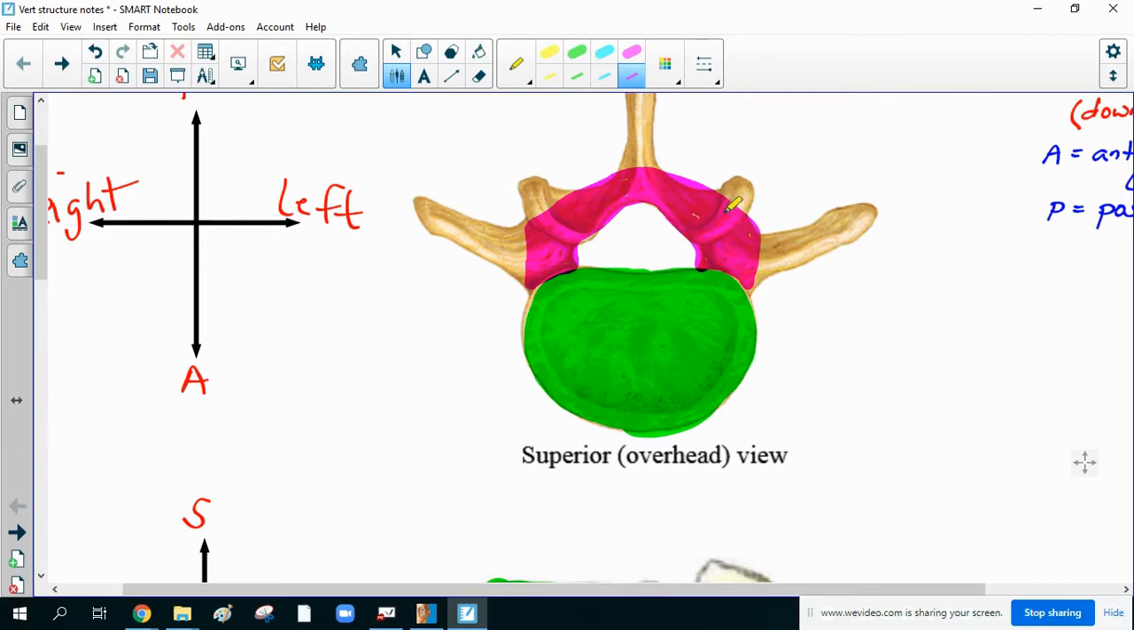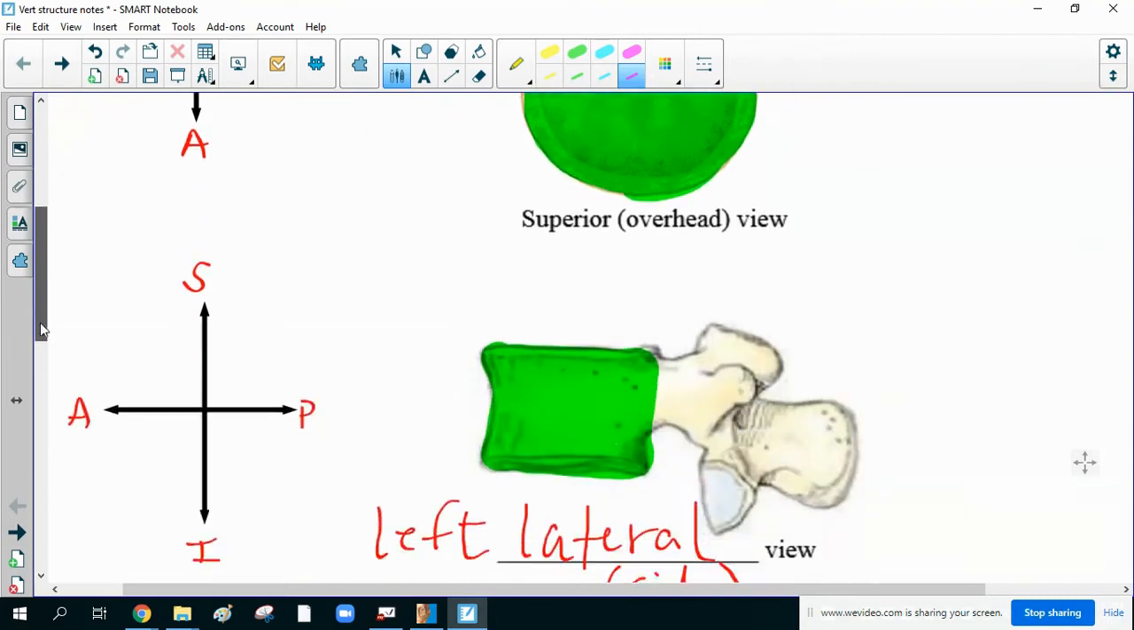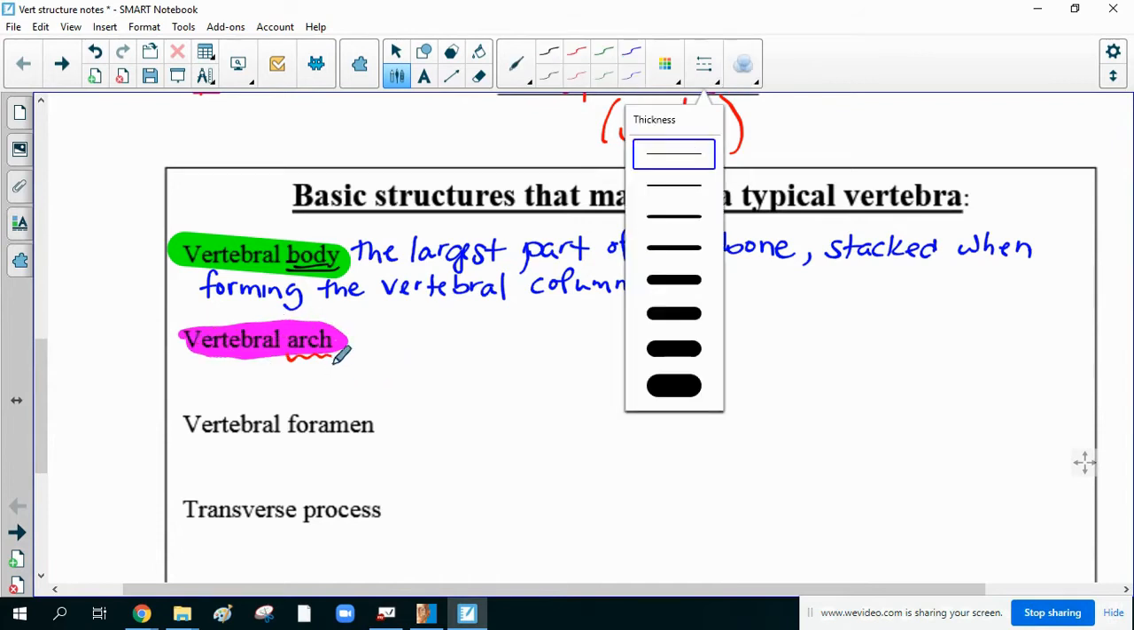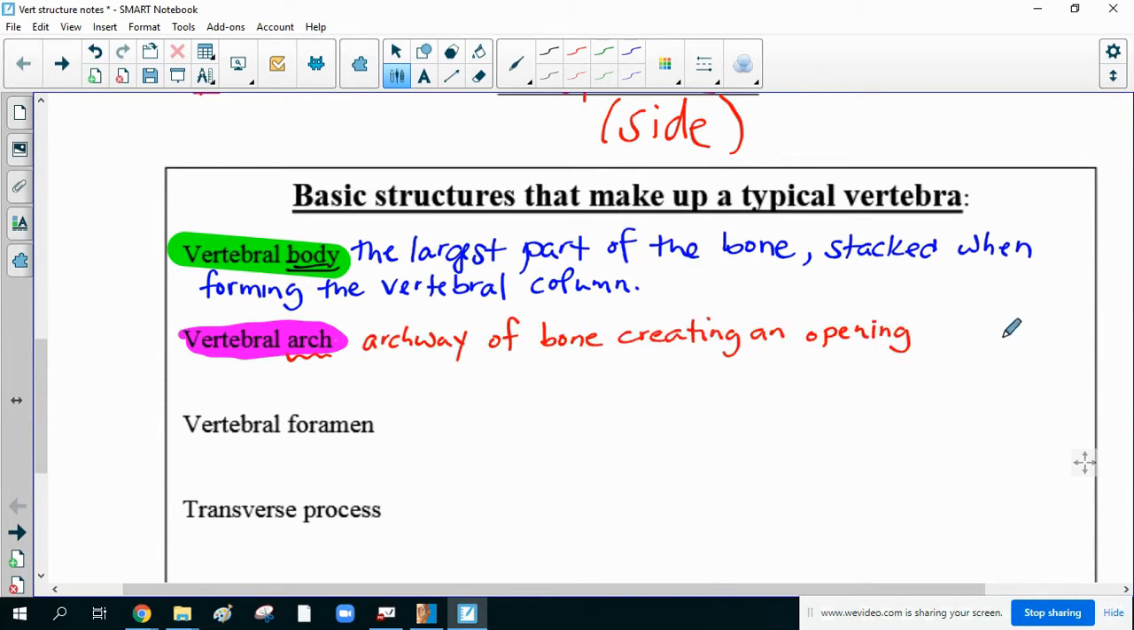This is an archway. Remember that actually arches out posteriorly, and it forms the hole inside the bone. So vertebral arch, definition. I put archway of bone creating an opening.